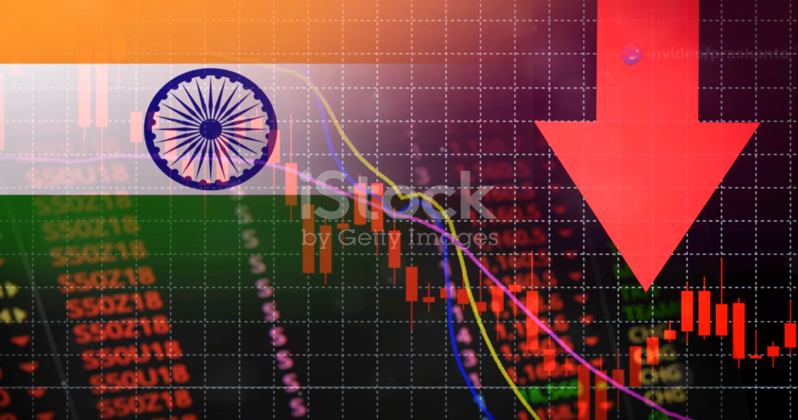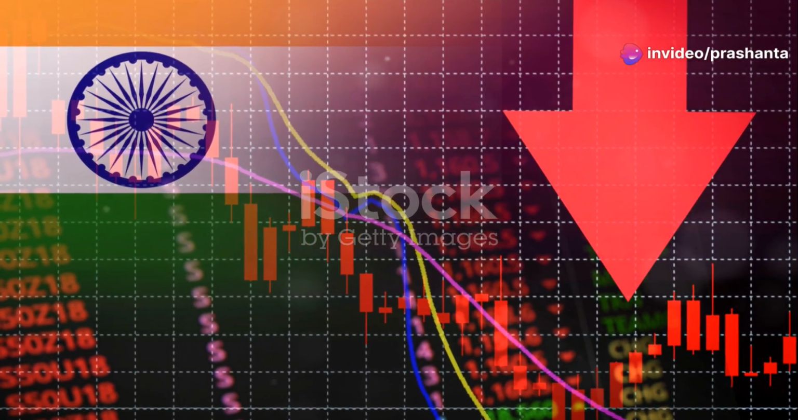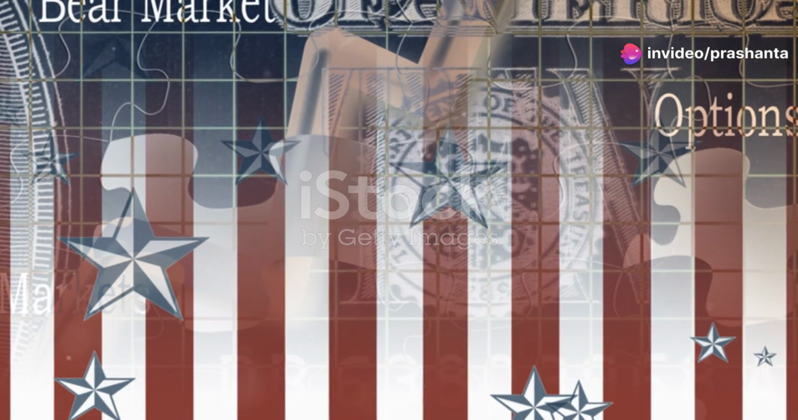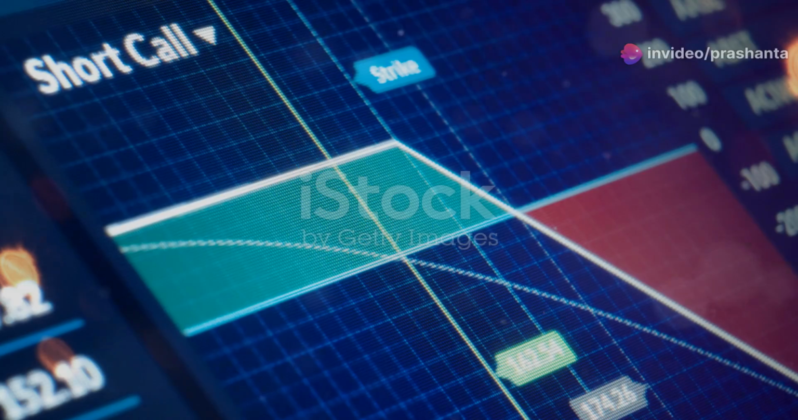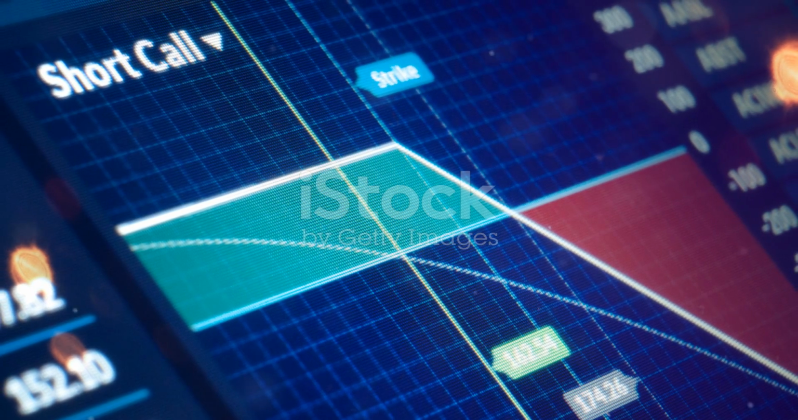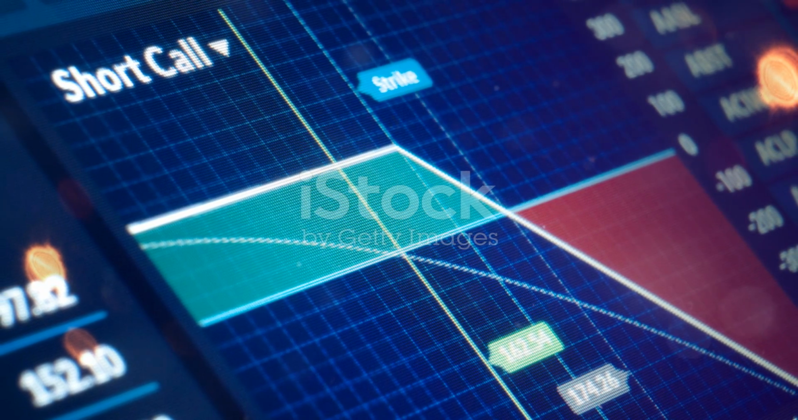Now on the flip side, we have put options. Put options are essentially the opposite of call options. Instead of betting on the price going up, you're betting on it going down. A put option gives you the right to sell a stock at a specific price by a specific date.